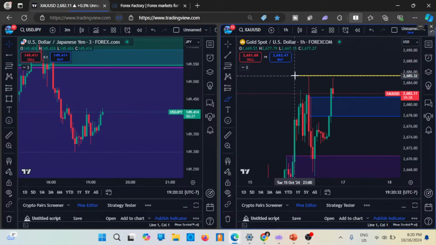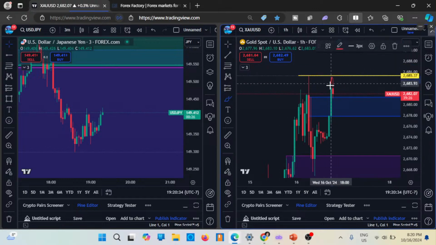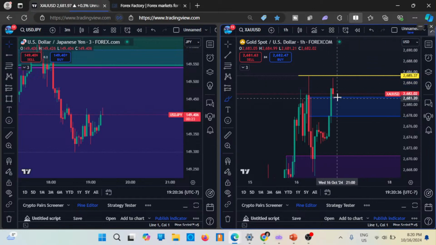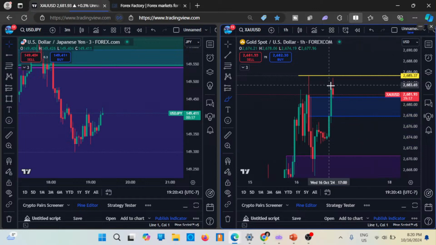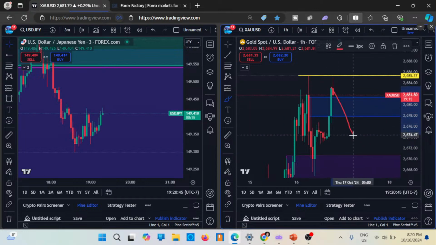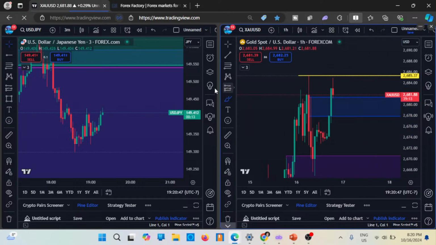The resistance is at 26.85, and if this current 1 hour candle closes bearish, then the price is most likely going to sell. So we can enter a swing trade back down to at least 26.74. But it hasn't gotten rejected, so you cannot really enter that sell right now.